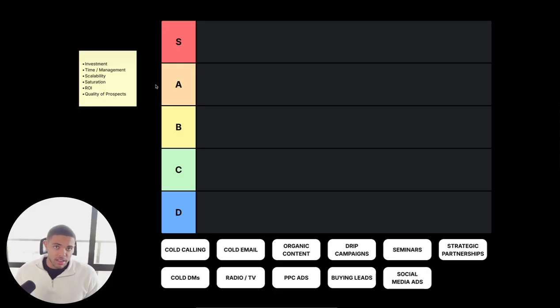Then we're going to look at the scalability. How large can we take this? Can this help us get from a few million in assets to maybe 10, 20, 30 million in assets? Or can it help us scale a firm from a few hundred million in assets all the way to a billion plus? And then we're going to look at the saturation, right?